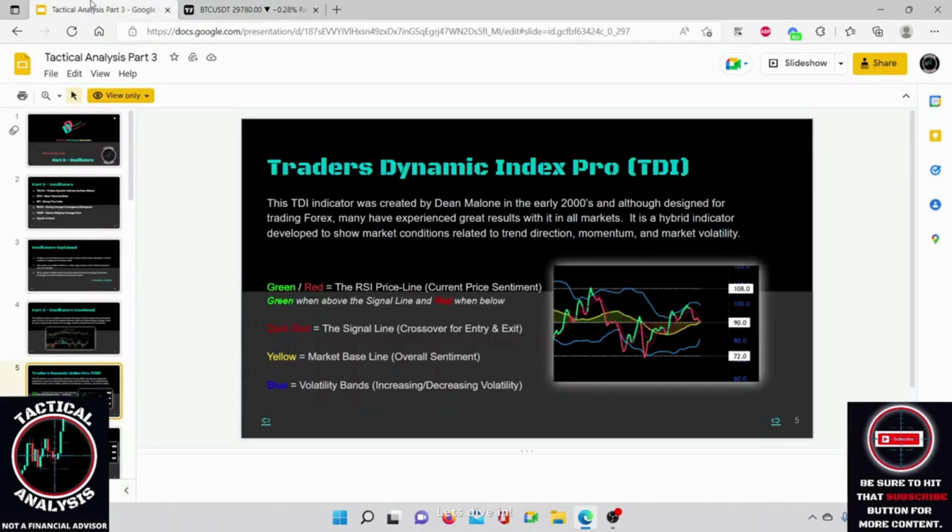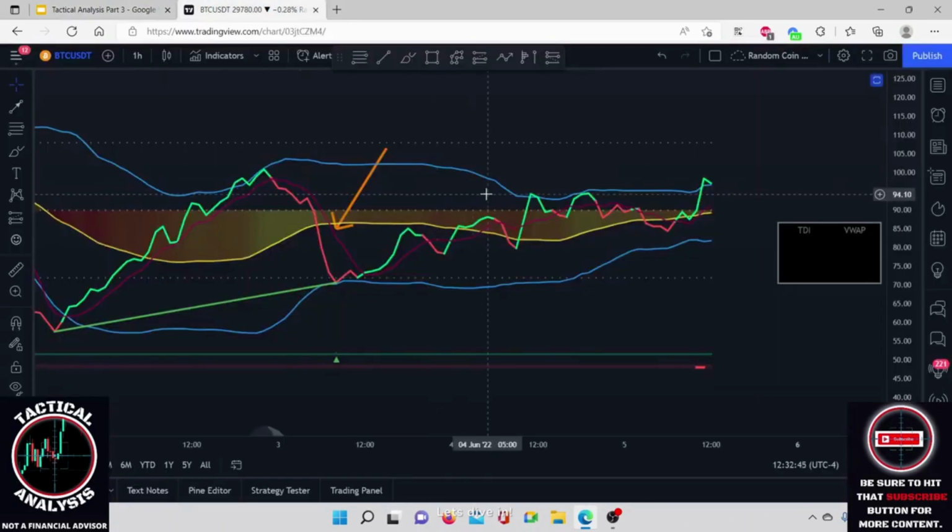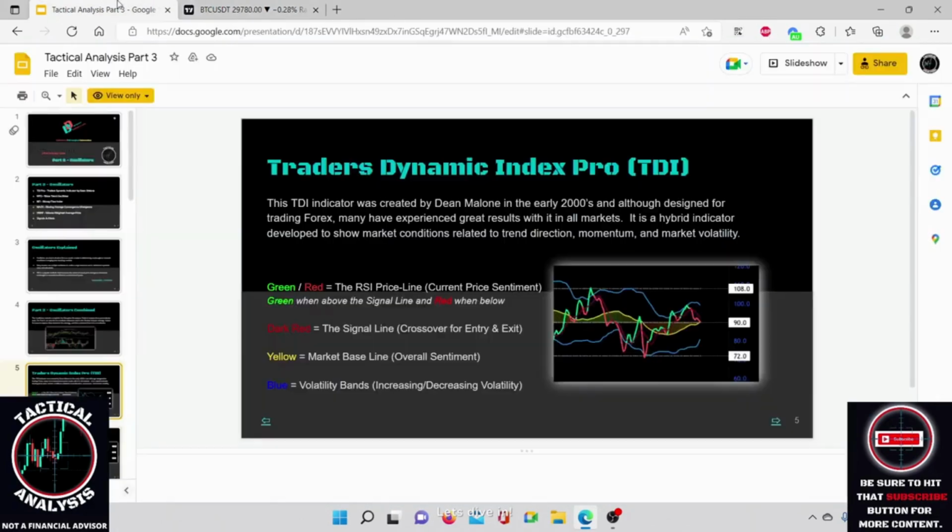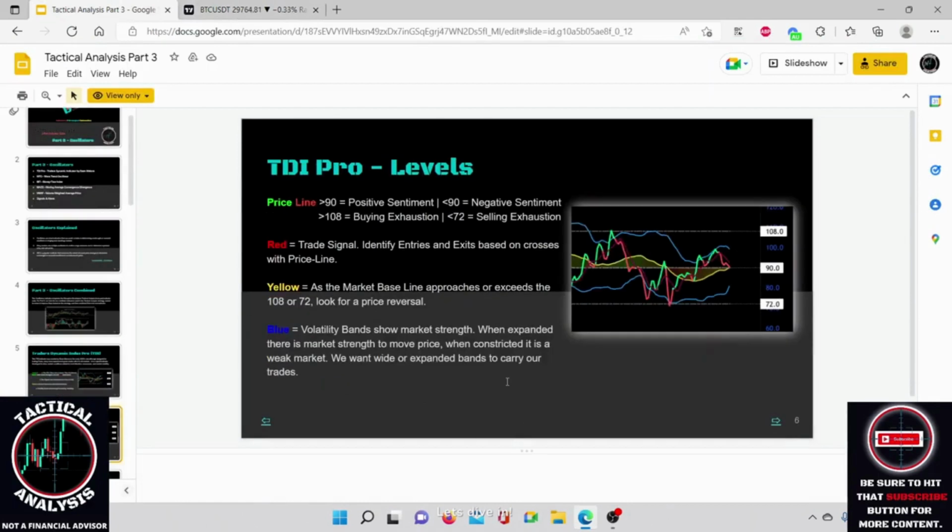All right, but the blue is the volatility bands. You can see them here. When they are constricted or tight, that means less volatility. When they're expanded, that means there is volatility going on, right? Increase or decreased volatility. Okay, so here are the levels. Greater than 90, I'm sorry, positive sentiment. Okay, less than 90 is a negative sentiment.